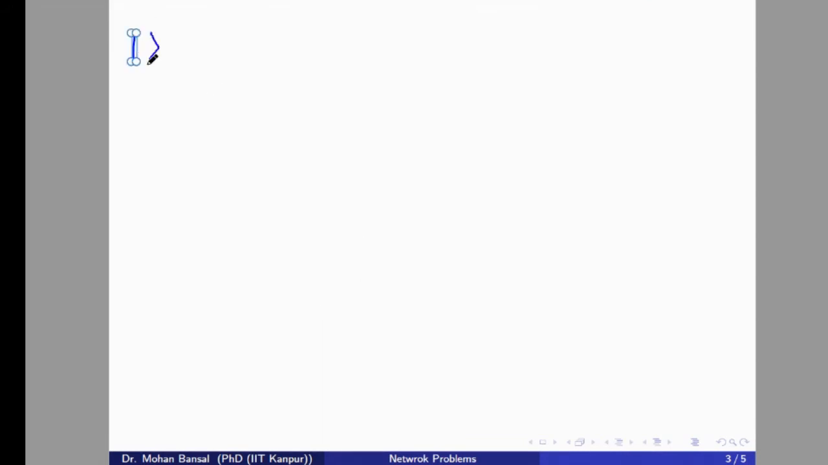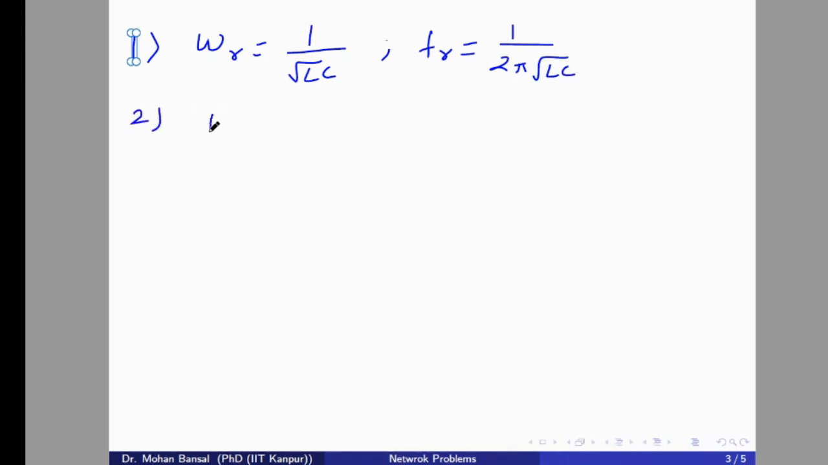I will write here one thing. First, we have discussed omega R, that is 1 divided by root LC, and in terms of frequency in hertz, FR is 1 divided by 2 pi root LC. After that, we talked about the bandwidth, that is FH minus FL. But for the bandwidth FH minus FL, we don't have a relation between FH and FL with R, L and C. So we'll see the quality factor Q.